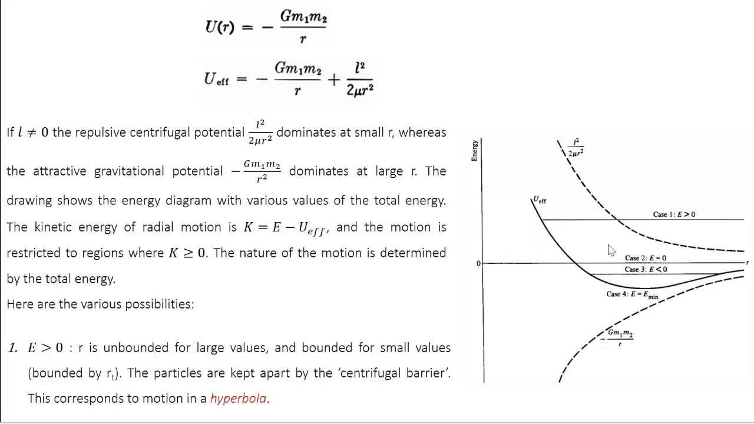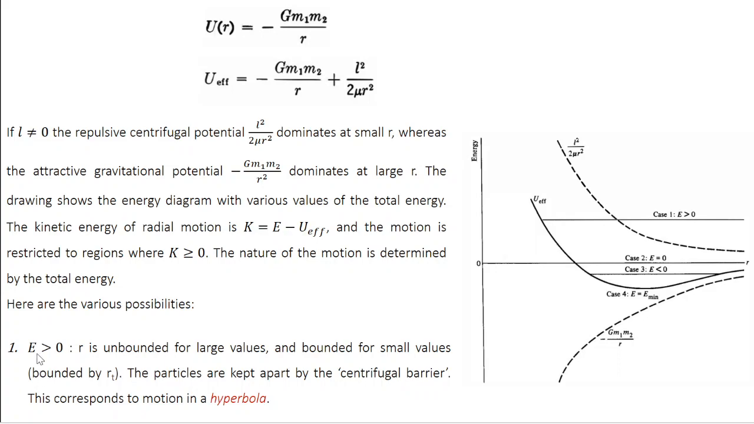Now, as I said, this is the energy diagram for various values of the total energy. So you have to remember the kinetic energy of the radial motion is given by E minus U effective, and the motion is restricted to the region where the kinetic energy is greater than 0. The nature of the motion is primarily determined by the value of the total energy. So you have four possibilities. 1, total energy greater than 0. 2, total energy equal to 0. 3, total energy less than 0. And finally, total energy is the minimum energy. So let's look at all these possibilities one by one.